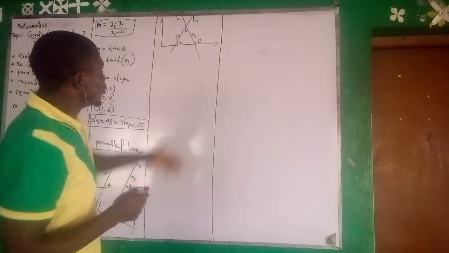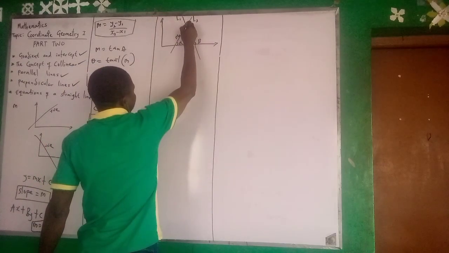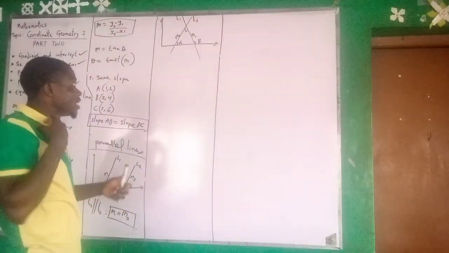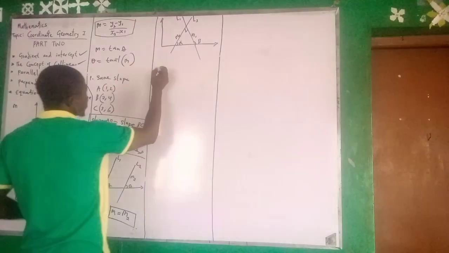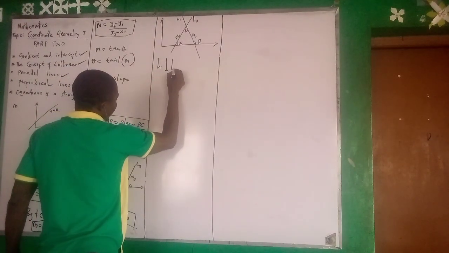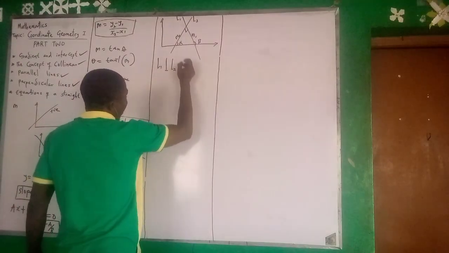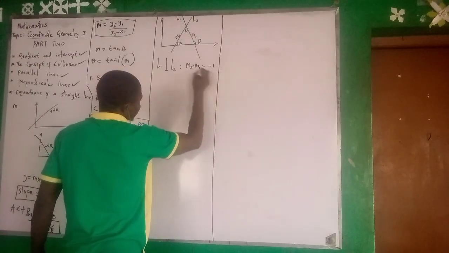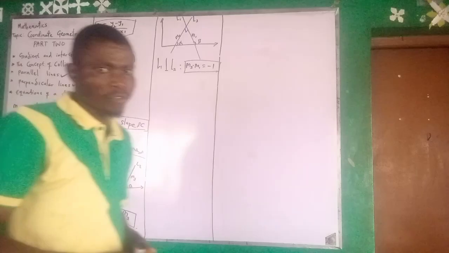Okay, now these are 2 perpendicular lines. They intersect here, making a 90 here. And we are saying the condition for these 2 lines to be perpendicular, which means L1 is perpendicular to L2, is that their product M2 M1 is equal to -1. Very, very important. So don't forget it.